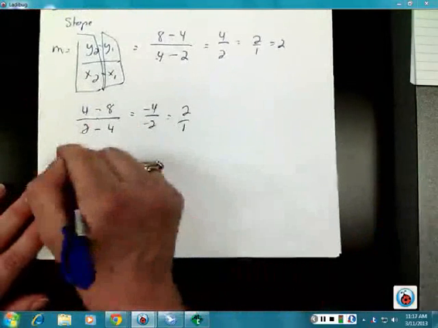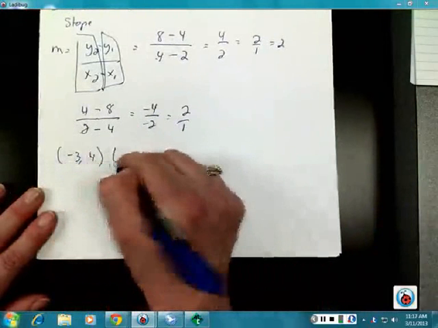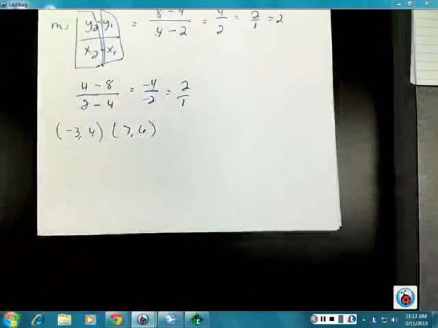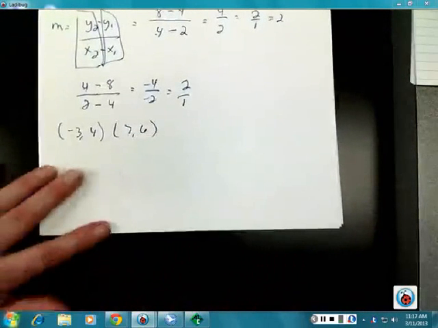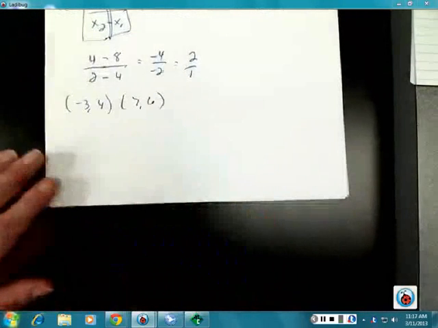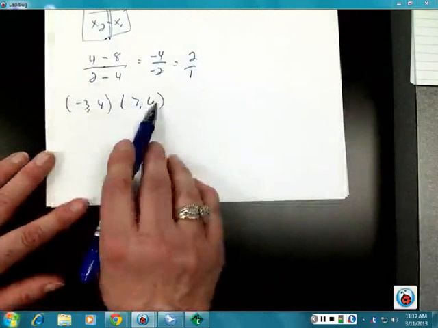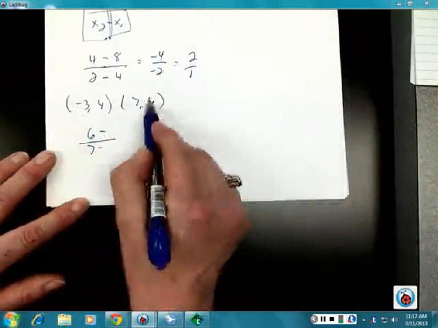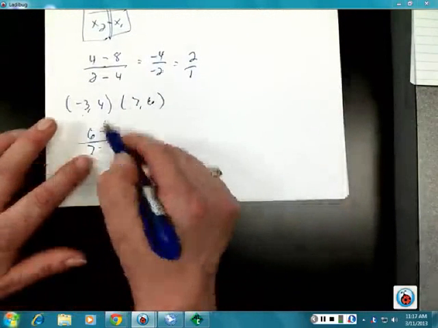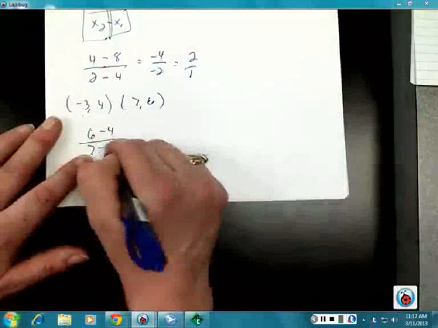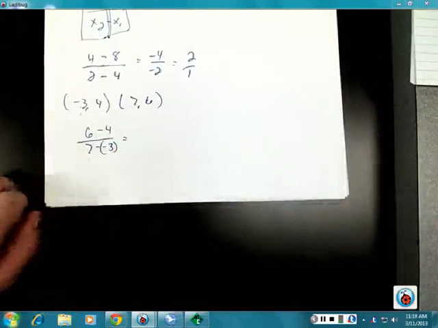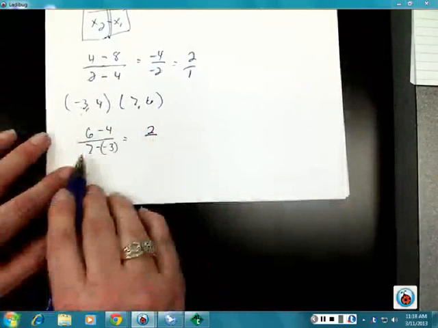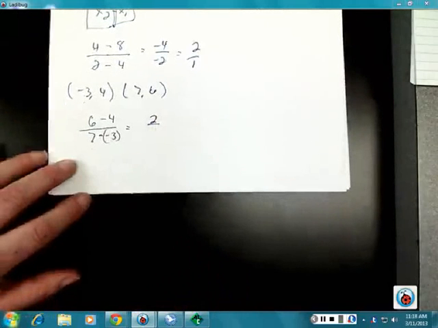So what about these 2 points? Negative 3, 4, and 7, 6. What's my slope? If I plug them in, again, if I start at the back, I don't get into trouble putting them in. 6 is my y, 7 is my x, 4 is my y, negative 3 is my x. So 6 minus 4 is 2. 7 minus a negative 3, what's that going to give you?